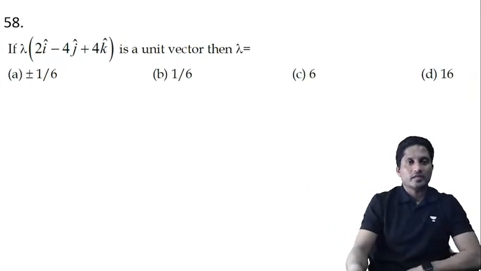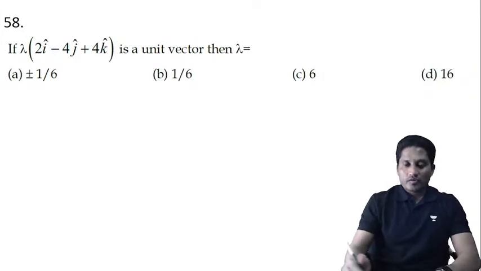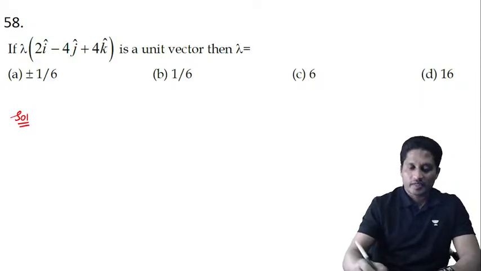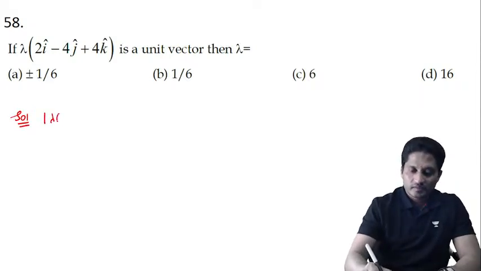Question number 58. Yes, Gaurav, right? If this is a unit vector, modulus should be 1, right? Modulus of lambda into 2i minus 4j plus 4k is equal to 1.